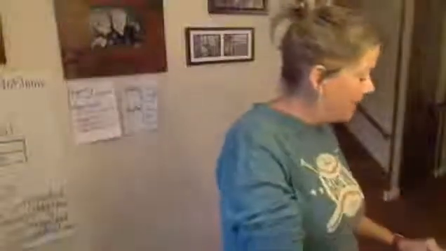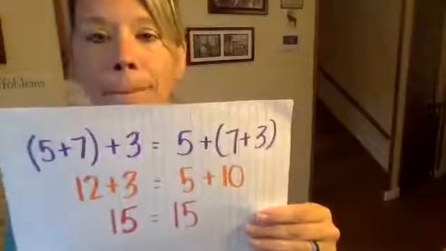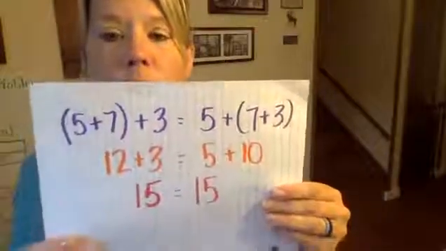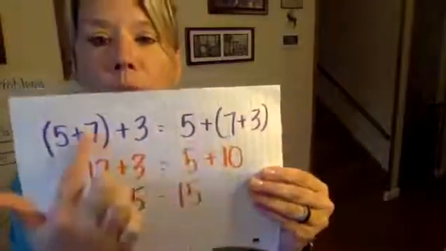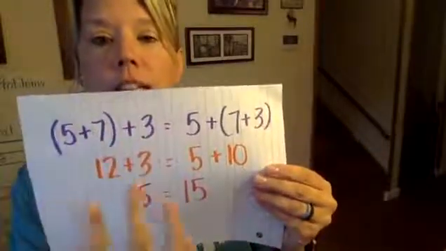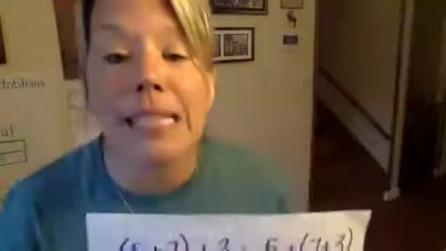And so I have an example here. So it doesn't matter how we group the numbers because we're going to get the same value. Okay, so we're going to look at that with our subitizing.